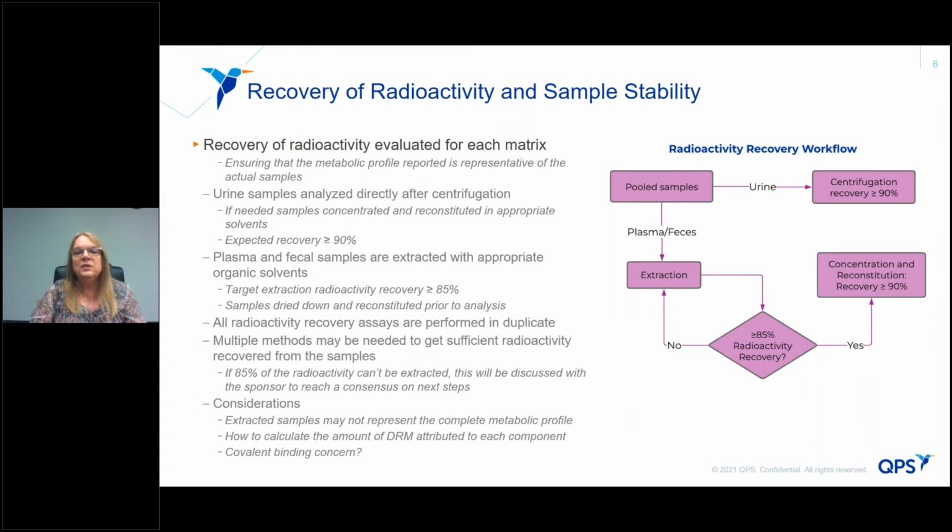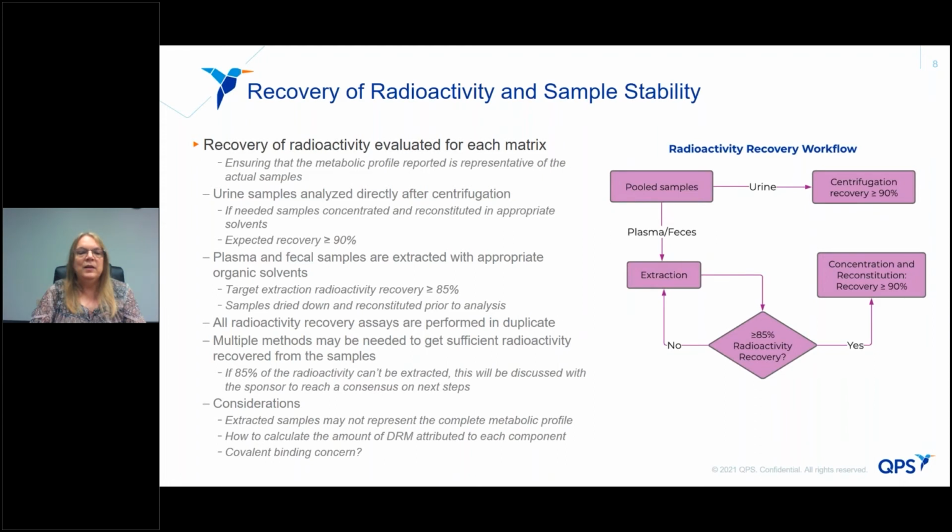The plasma and feces samples are extracted with organic solvents, and for those extractions, we need to get 85% or better of the radioactivity back. If we don't get that the first time with the first extraction, we will do another extraction. If we don't get it then, we may actually need to change the method and try different organic solvents, because we really need to get 85% or better. Once we have 85% or better, then we can go to the concentration and reconstitution step, and for that we need greater than 90% recovery.